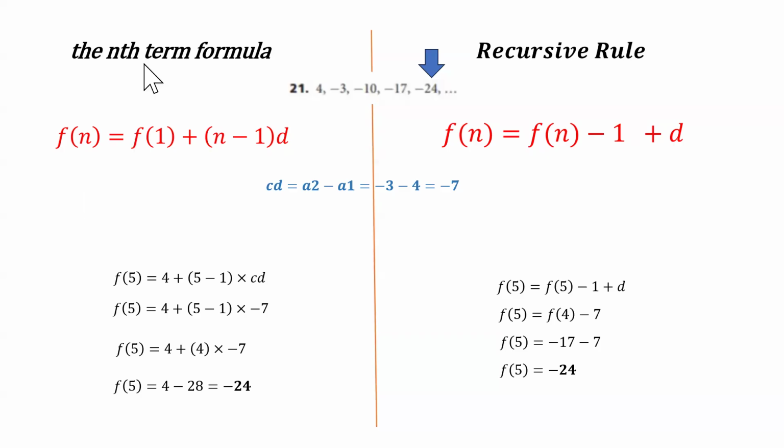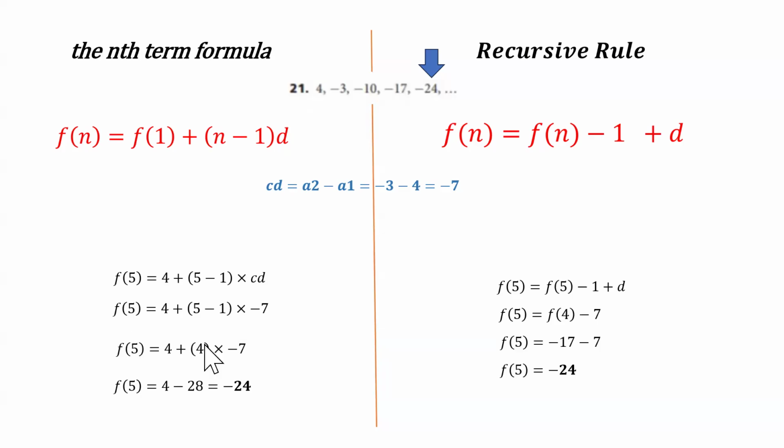So let us use the nth term formula. If he tells you to find the fifth term or the 24th term or the second term using the nth term formula, it is this one. He gave you here f1. f1 means the first term. This is always constant, which is the first one. Which is the first number? 4. You bring 4 here. And then the term you are looking for is number 5. It is 5 minus 1, which is 4, the term before the one we want to find, multiplied by the common difference, which is minus 7.